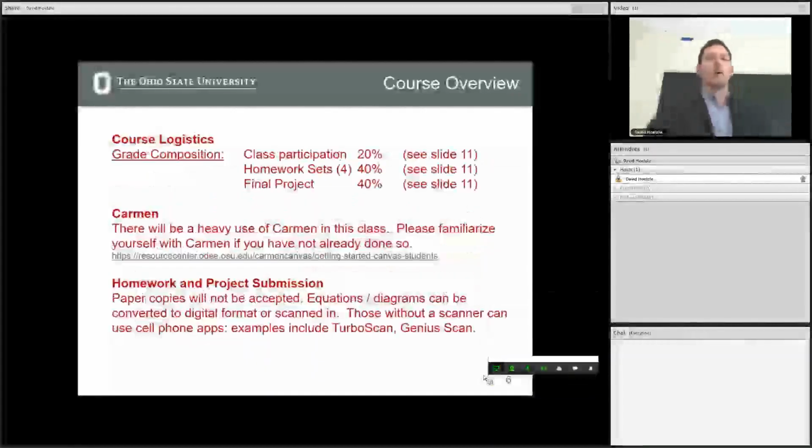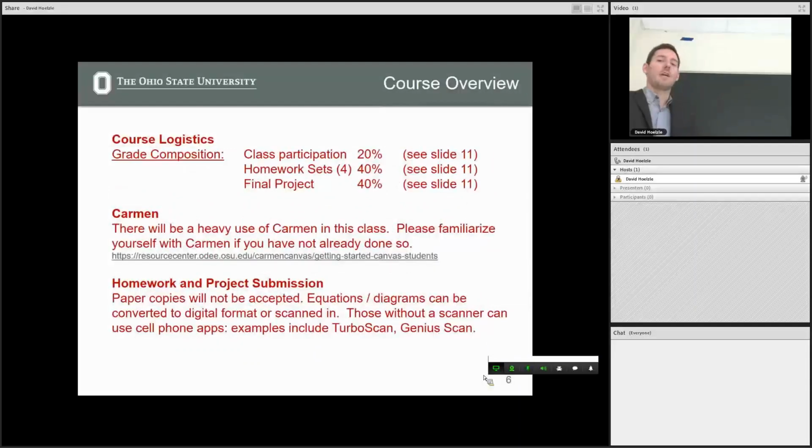Okay, how this course will be graded: 20% is class participation. I'll get to this a little bit later on slide 11 here. 40% is going to be 4 homeworks. So like I said, very different from an undergraduate class where you usually have somewhere around a dozen homework sets, right? So it'll just be 4 homeworks, and the last part of this will be a final project.